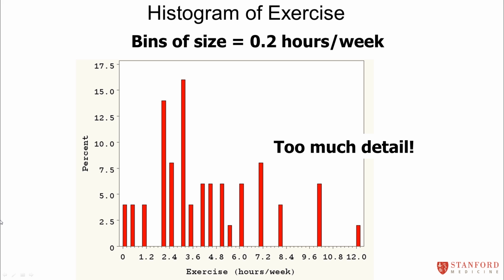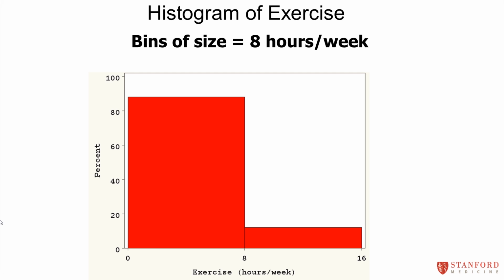It's not as helpful. Similarly, if you make the bins too big, let's say I set them to be 8 hours per week each, again, in this case, there's too little detail, and you're not able to pick up all the important details from this graphic. So it's a little bit of an art selecting the right bin size. It turns out that most standard statistical programs have an algorithm that will choose the bin size for you if you don't want to choose it yourself. Or you can control that bin size yourself to get just the right amount of detail in there.